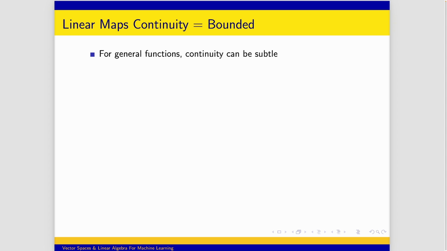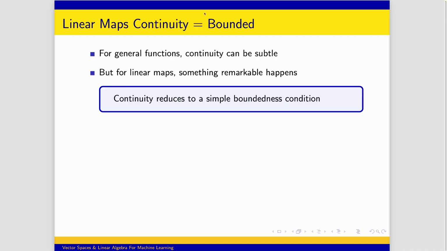Now, for general functions, continuity can be quite tricky to show, but there's one case in which it turns out to be relatively simple, and that is in the case of linear maps, which we've already met. In this case, we get a pretty remarkable result that continuity is equivalent to a uniform boundedness condition. So in some sense, our linear map is bounded.